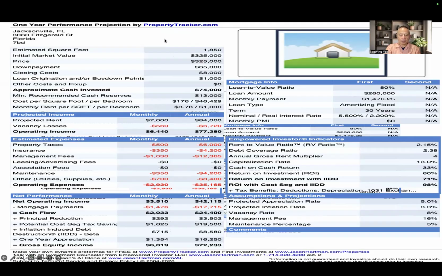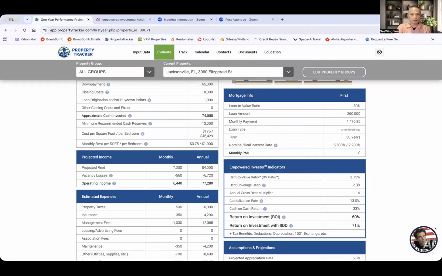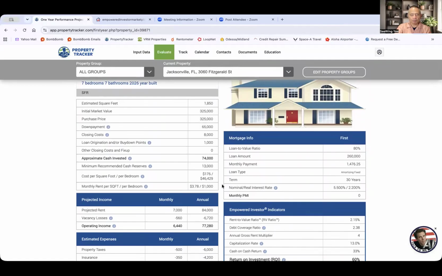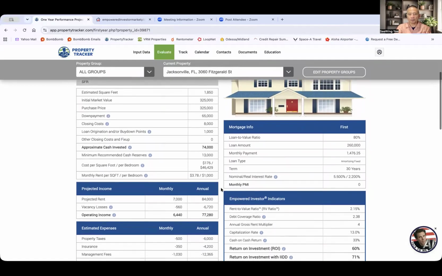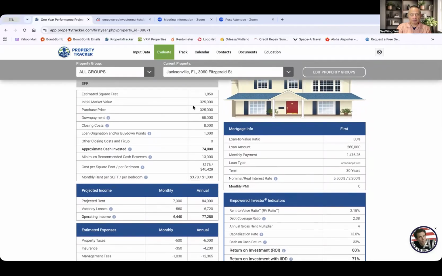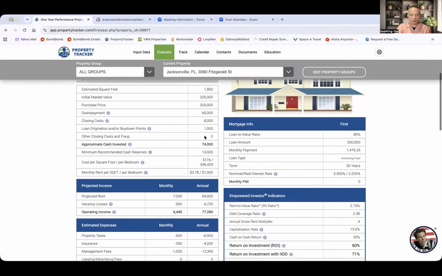So with that in mind, I'm going to stop sharing this, and I'm going to go into this particular metrics right here. All right, so I'm going to go into my property tracker. I'm going to explain to you in hopefully layman's terms what some of these metrics mean and why they are so important. All right, so anyway, this particular property is $325,000. You put 20% down payment, which is $65,000, closing costs, all pretty simple input.